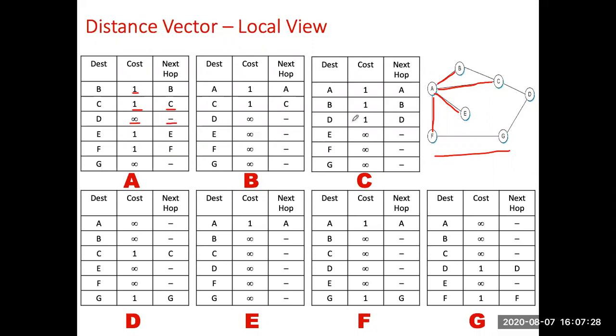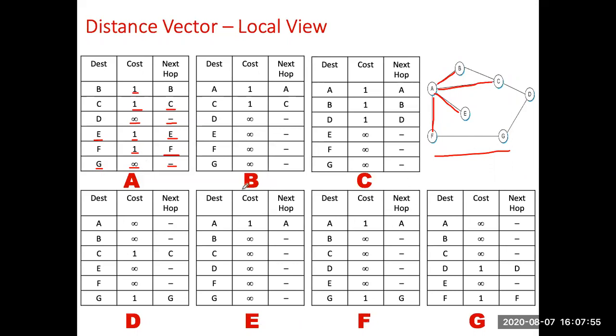For E, as E is directly connected, the cost is 1 and the next hop is E. For F, the cost is 1 and the next hop is F. Similarly for G, as it is not directly connected to G, the cost is infinity and there is no next hop. Similarly, we can check the routing tables of all the nodes B, C, D, E, F and G.